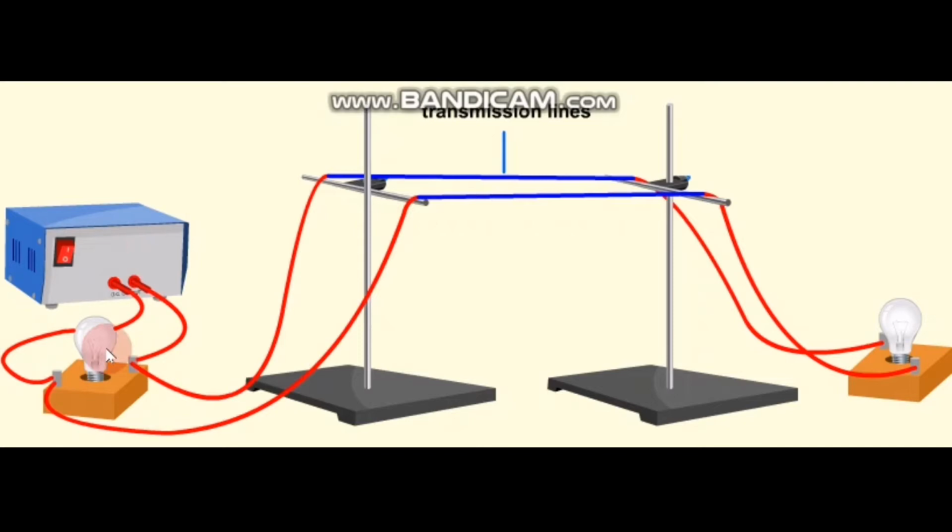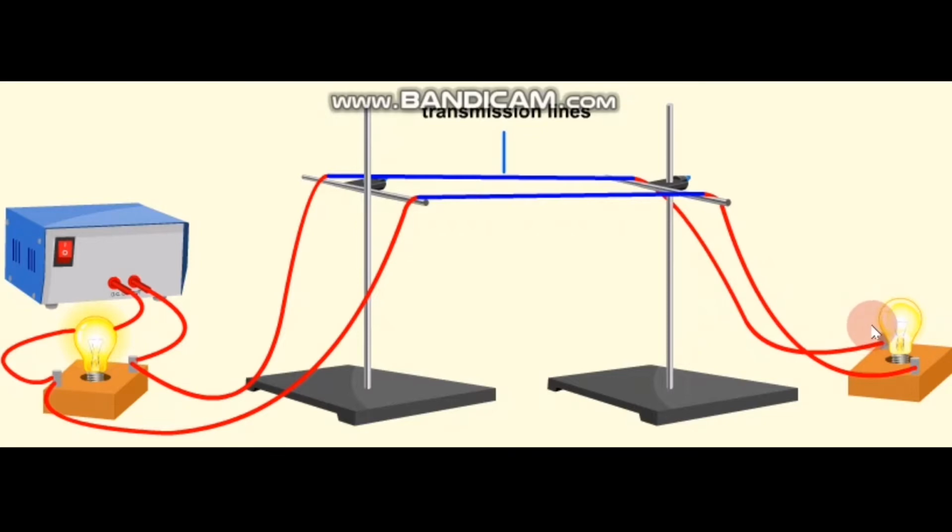The bulb on the left side represents the power plant, while the one on the right side represents the consumer, while these are the transmission lines which connect both. So let's observe what happens when I switch on this button. Alright, you can see now both bulbs light up, but the one on the left, which represents the power plant, lights up brighter, while the one on the right, which represents the consumer, lights up dimmer.